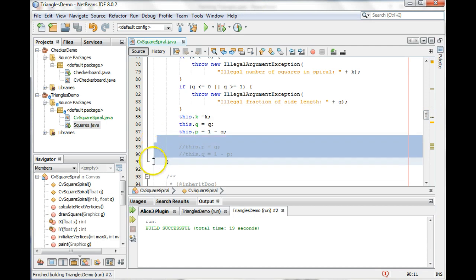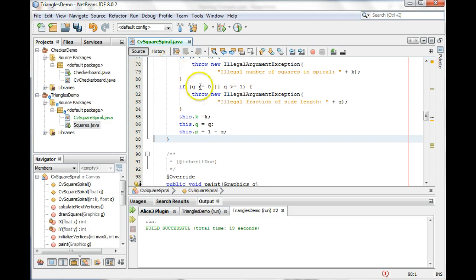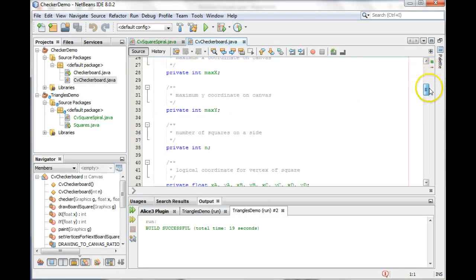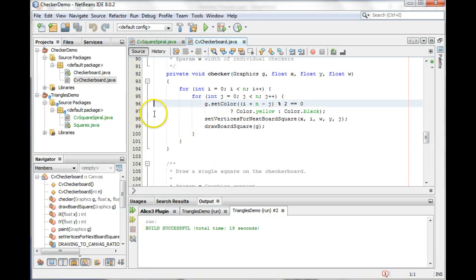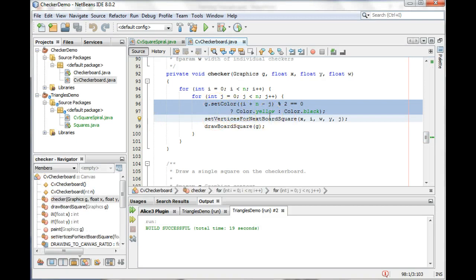And we also know that in our checkerboard here, we know how to alternate colors, right? Where is that? Yeah. So right here, we alternate colors. So we'll use this same test here to decide which way we're going to flip, or how we're going to handle our values, alternate our values of P and Q.